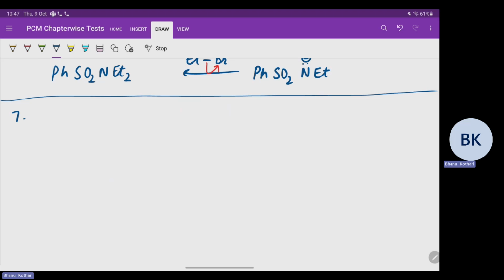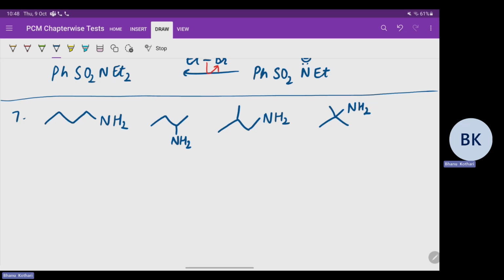How many primary amines are possible with the formula C4H11N? Primary amines that are possible are butanamine, butane-1-amine, butane-2-amine, 2-methylpropane-1-amine, and 2-methylpropane-2-amine. So there are 4 primary amines that are possible. Answer will be B.